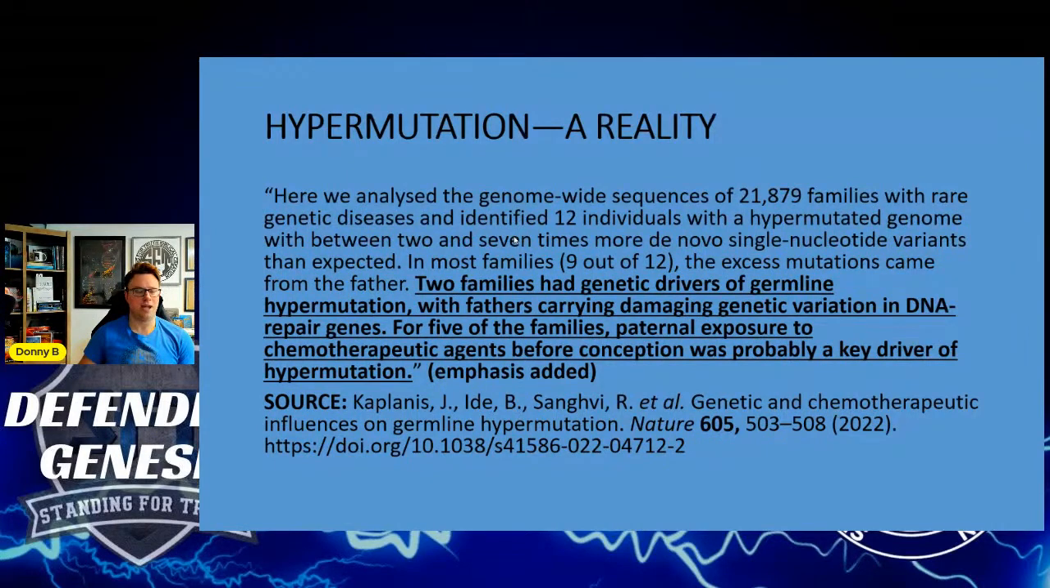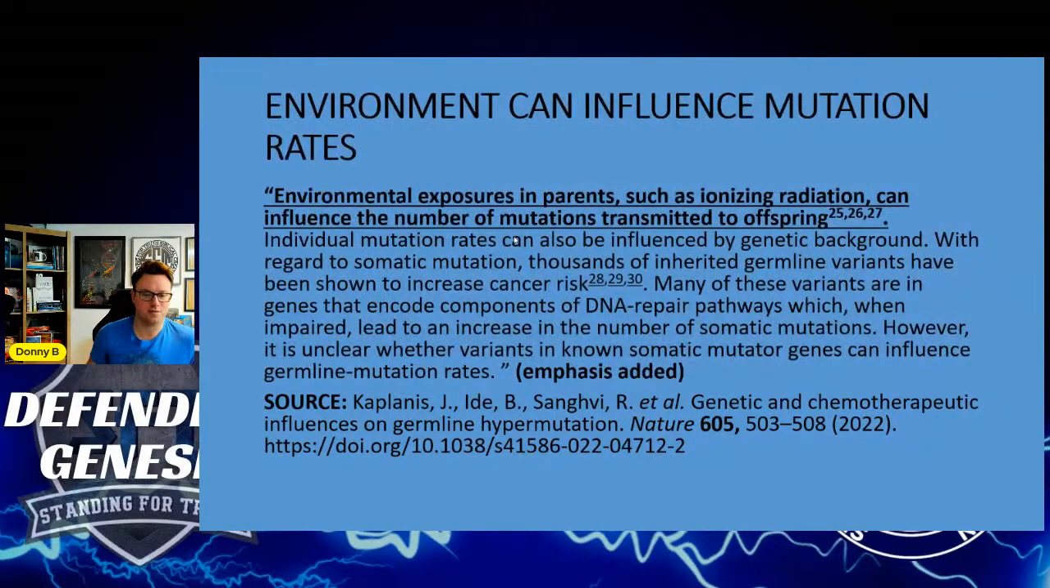Variable mutation rates, patriarchal drive, hypermutation, which could be due to a number of reasons, mutations to important DNA repair enzymes, and also environment. Okay, notice this, environment can influence mutation rates. 2022, environmental exposures in parents, such as ionizing radiation, can influence the number of mutations transmitted to offspring.